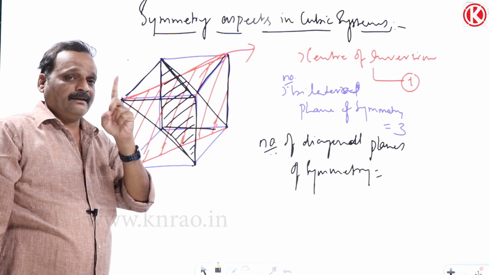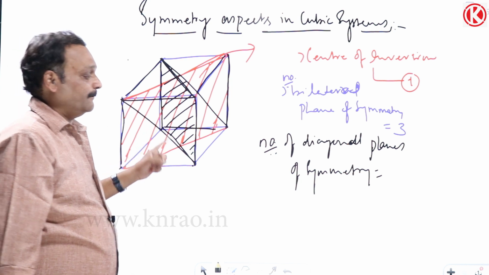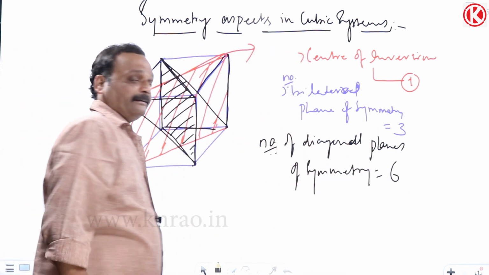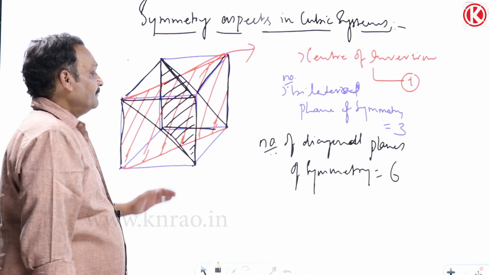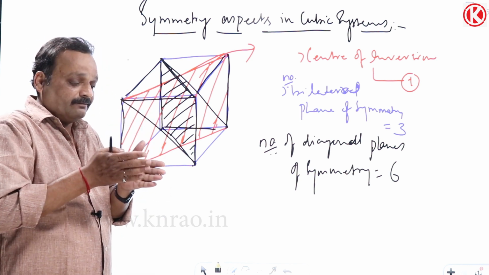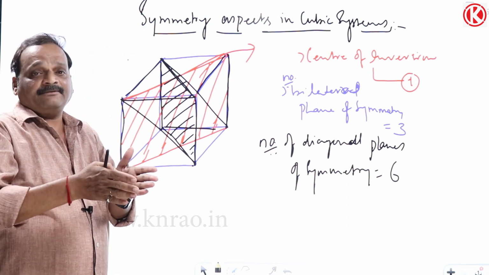Each diagonal plane requires 2 edges. There are 12 edges in the cube, so I can draw 6 diagonal planes of symmetry. So number of diagonal planes of symmetry equal to 6, I write. This is known as planar symmetry. In how many different ways the cube is symmetric with respect to planes we have seen.